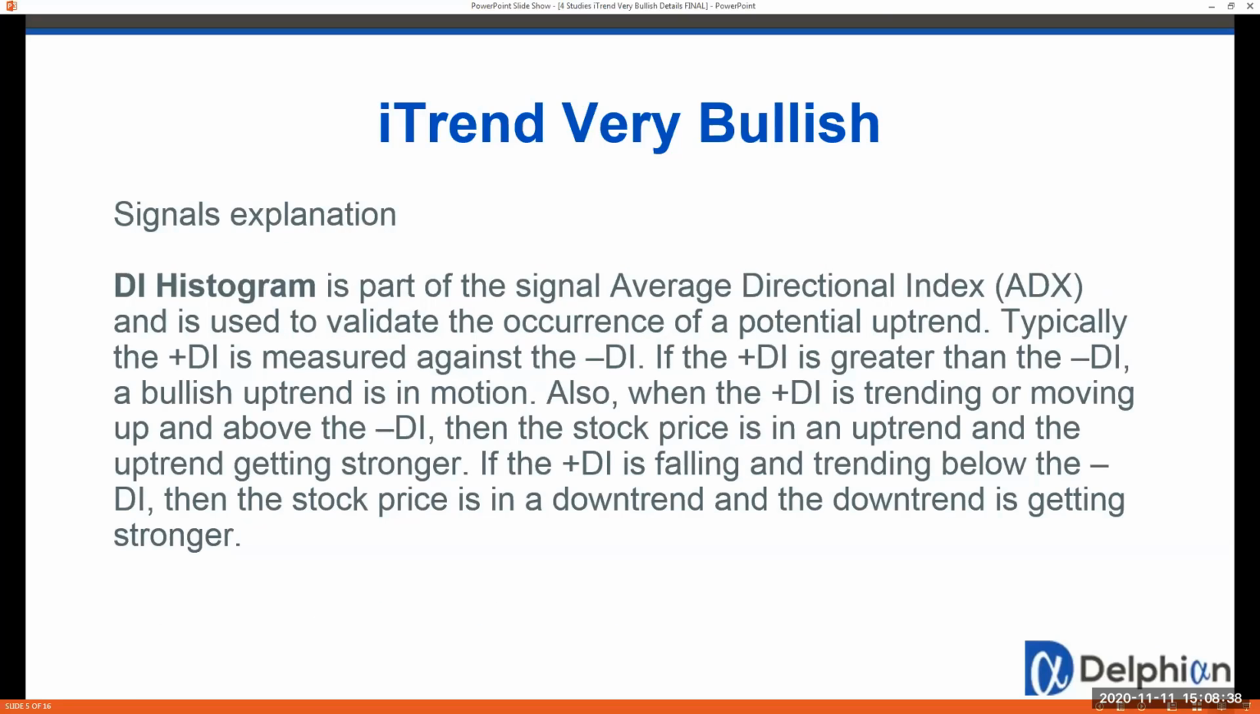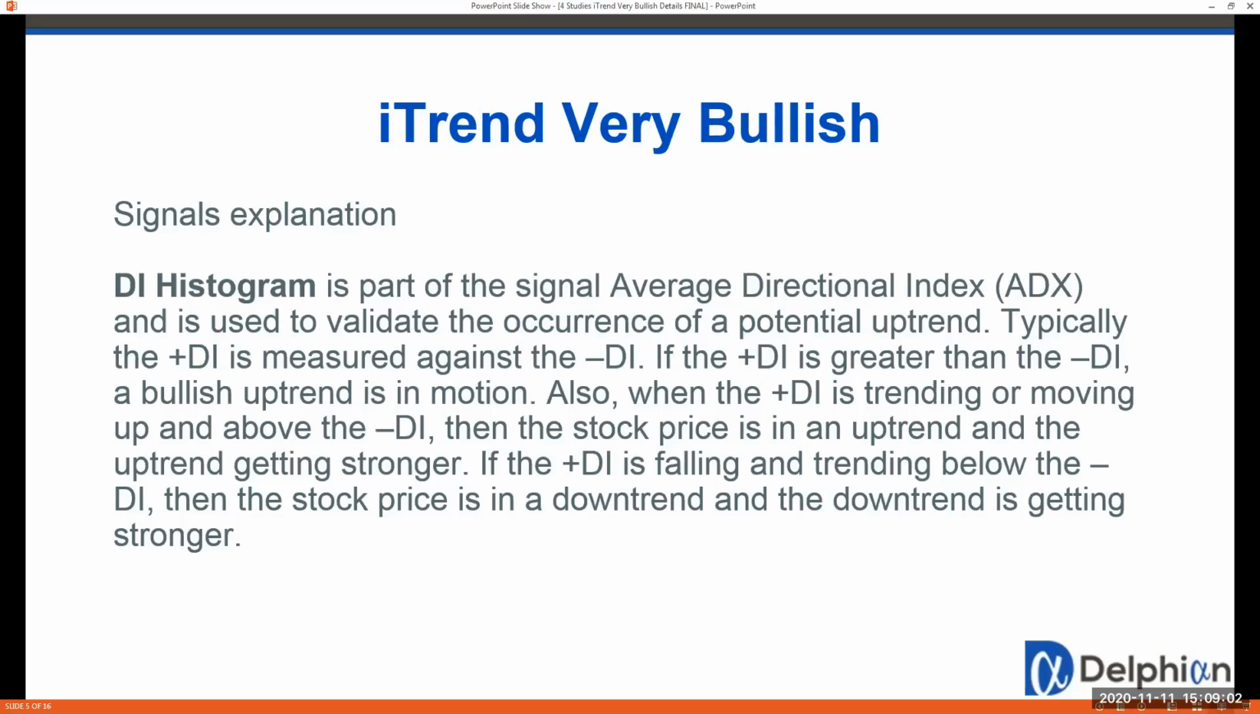So the DI histogram is part of the ADX, or the average directional index signal, and it's basically used to validate the occurrence of a potential uptrend. Typically, you have a positive DI and a negative DI, and if the positive directional index is greater than the negative, then you're in a bullish uptrend. So that's where that above 0 and a positive 10 would come into play.